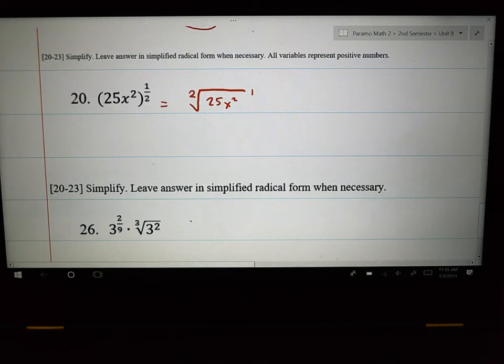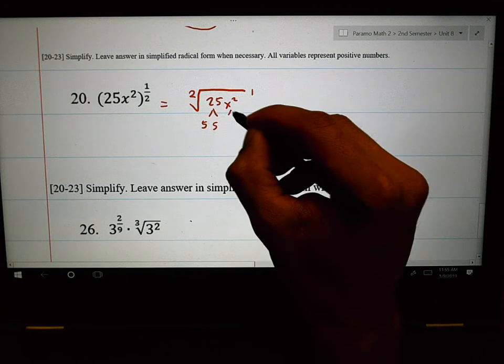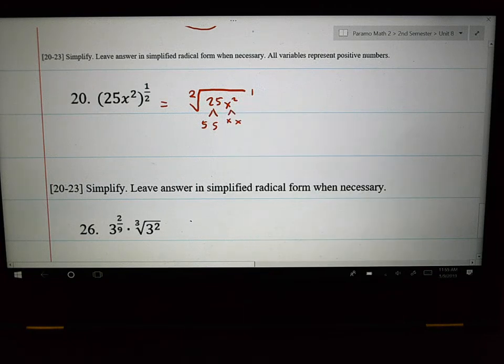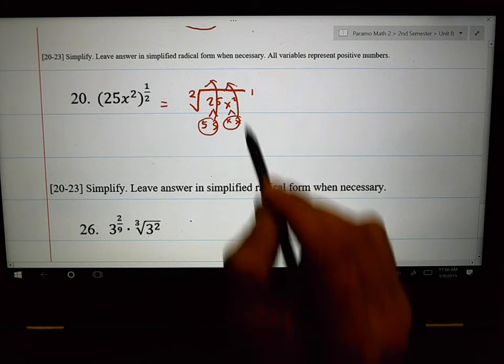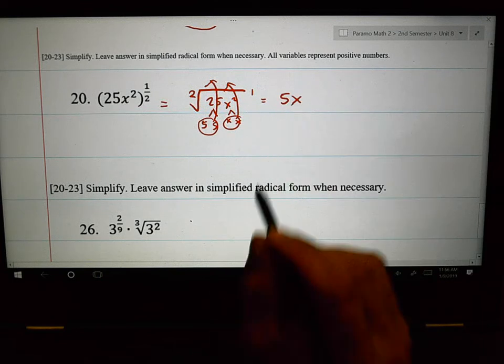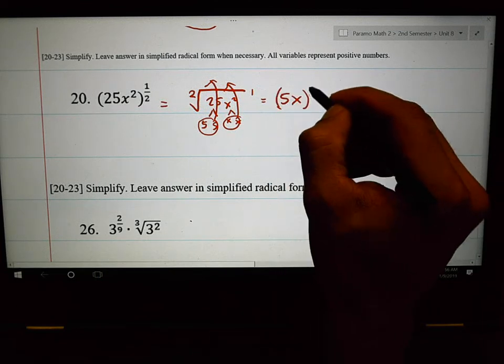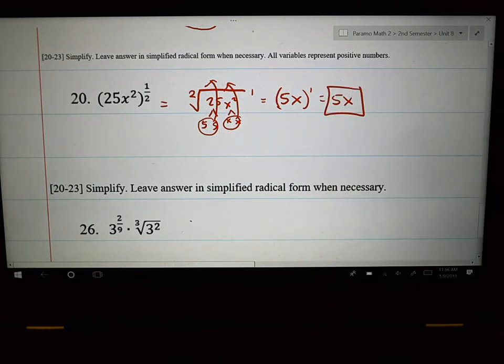Now square roots are nice because you only need a pair or 2 factors. And I know that's 5 times 5. I know this is x times x. I know it pops out here. 5 pops out and x pops out. Nothing's left inside. I have 5x to the first power, which means you have 1 factor of 5x, which is just 5x. It's as easy as it gets, I think. No, it's not as easy as it gets, but there you go.